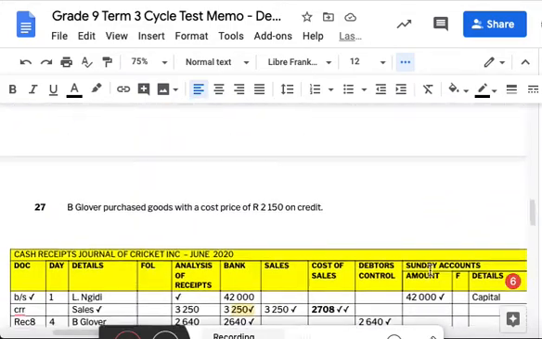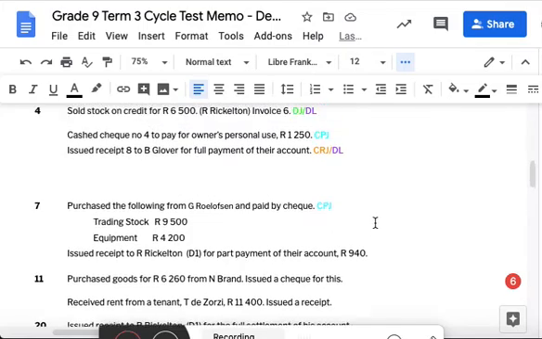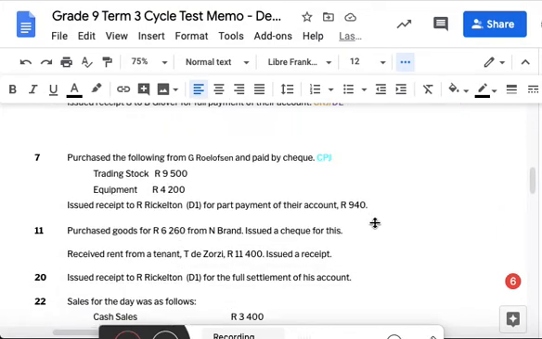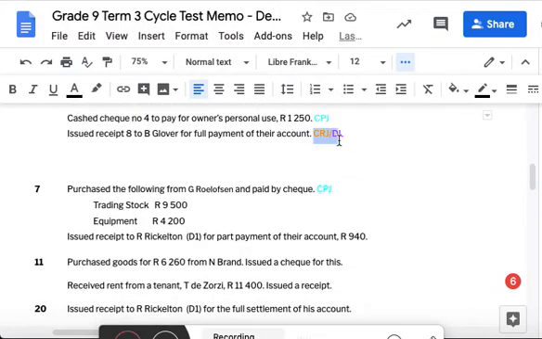No. On the same day, on the 7th, we issued a receipt to R. Rickleton for part payment of his account. The amount was 940 Rand. If we are issuing a receipt here, what book are we in? CRJ, and what else do we need to look at? If he's settling part of his account? The debtors ledger. Right. So you mark it off as that.